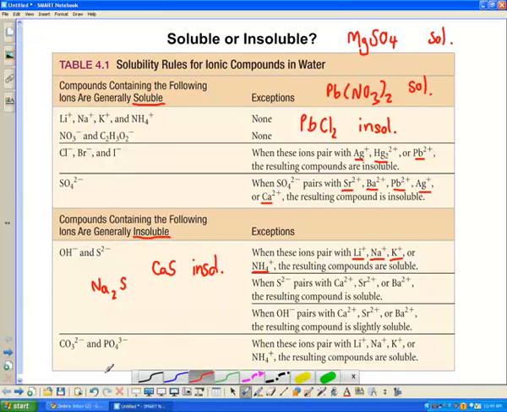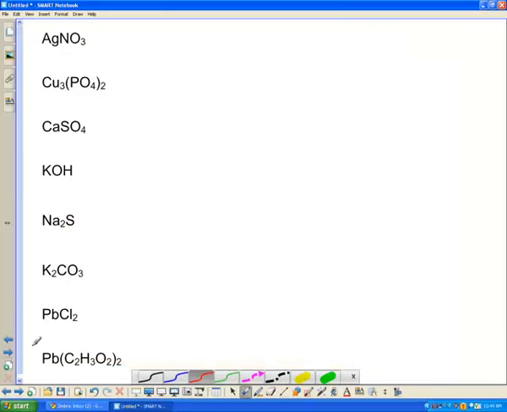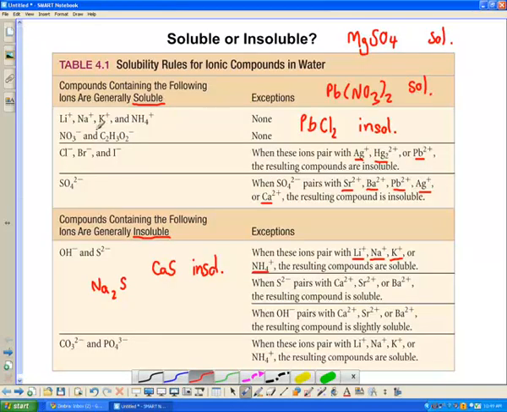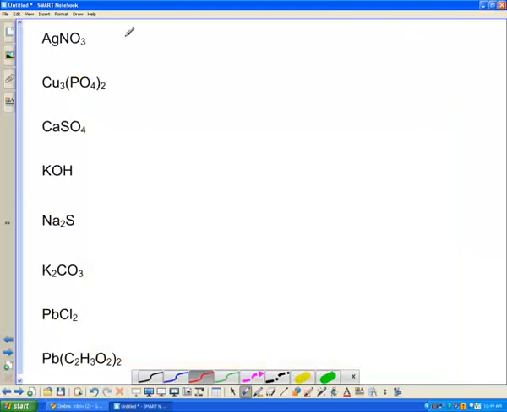Okay, so let's look at the first one. The first one was silver nitrate. Well, it's got a nitrate in it, so therefore there's no exceptions about things being soluble, so therefore that must be soluble.